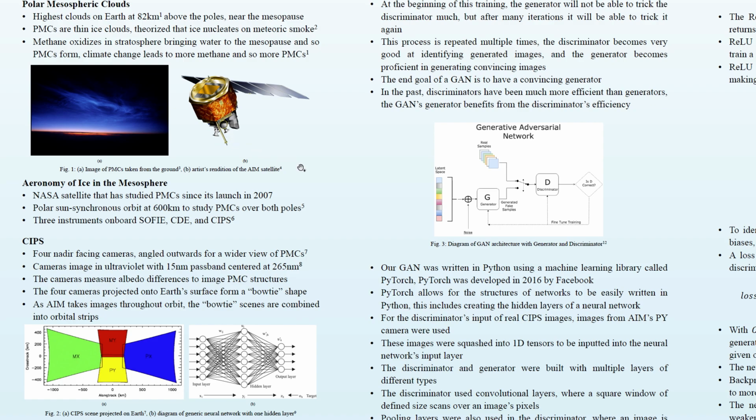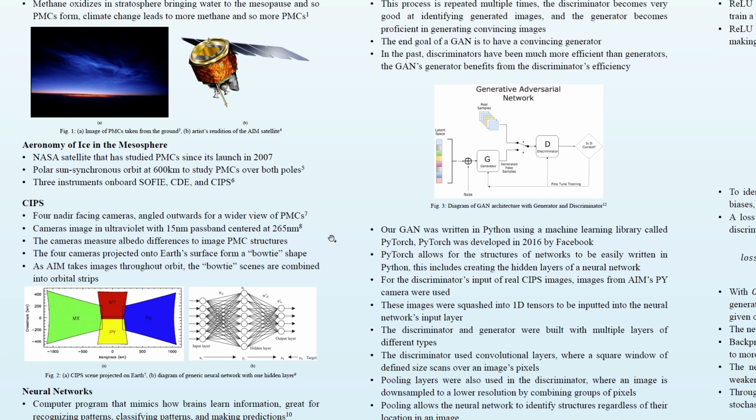Those are 2 of the CIPS cameras. These cameras image in the ultraviolet, centered at 265 nanometers with a 15 nanometer passband. That means the clouds are being imaged at 265 plus or minus 7.5 nanometers. And so these cameras are imaging the albedo of the clouds.